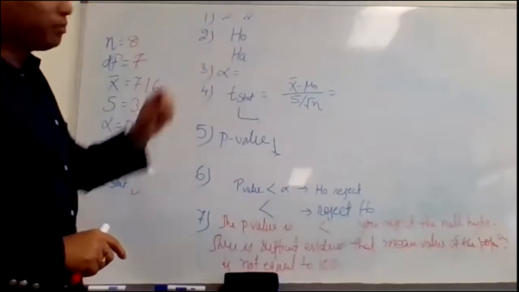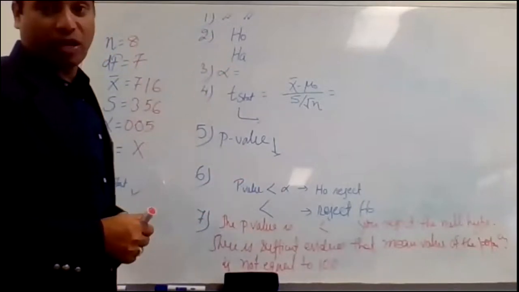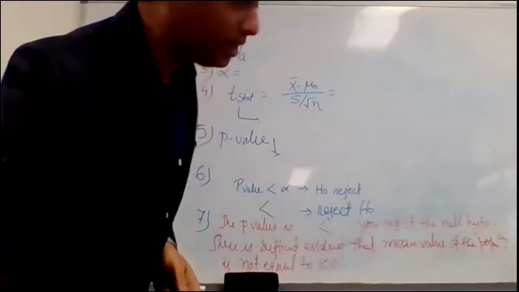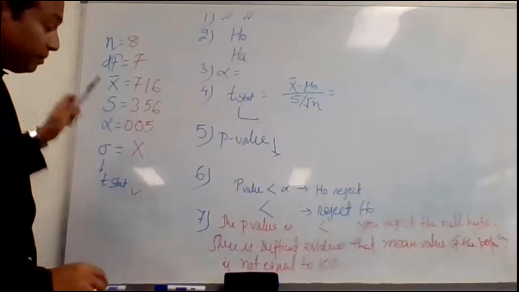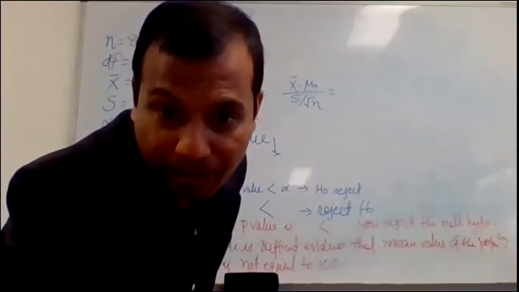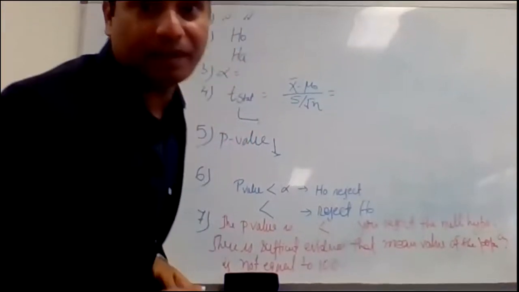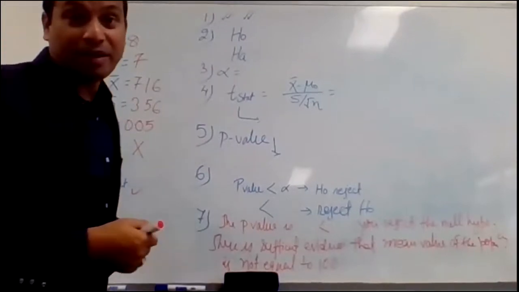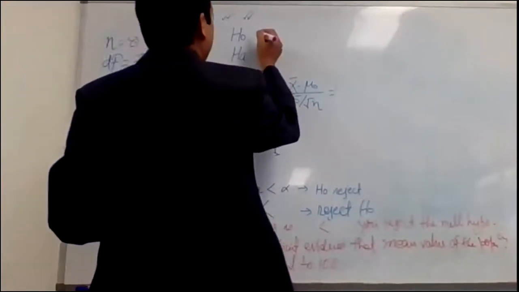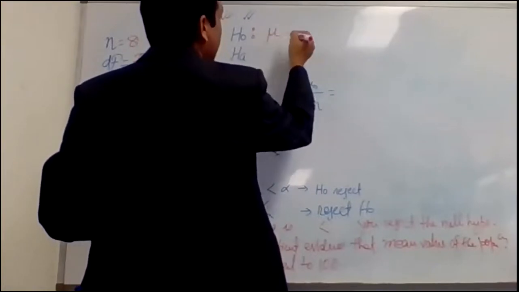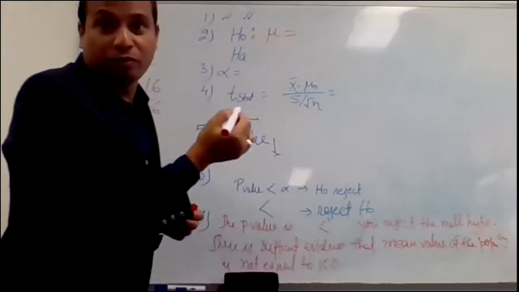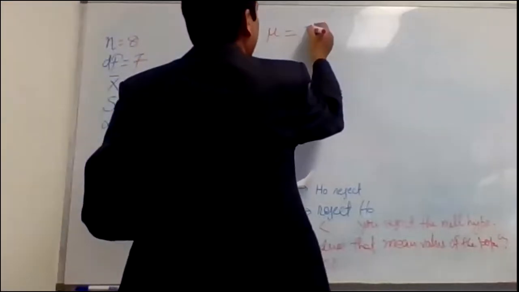The second one is important, H naught or HA. So what is there? The null hypothesis, H naught: I'm writing here H naught semicolon mu value, consider mu equal to 5.4 hours.